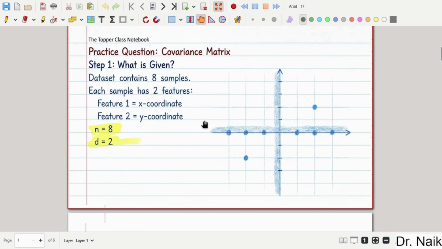So understand what the data is. A data set contains 8 samples. That means our n is 8. N indicates the number of samples. Each sample has 2 features because these data sets are in the space of R2. R2 means 2 dimensions. So our dimension D is 2. Feature 1 means x coordinate and feature 2 means y coordinate.